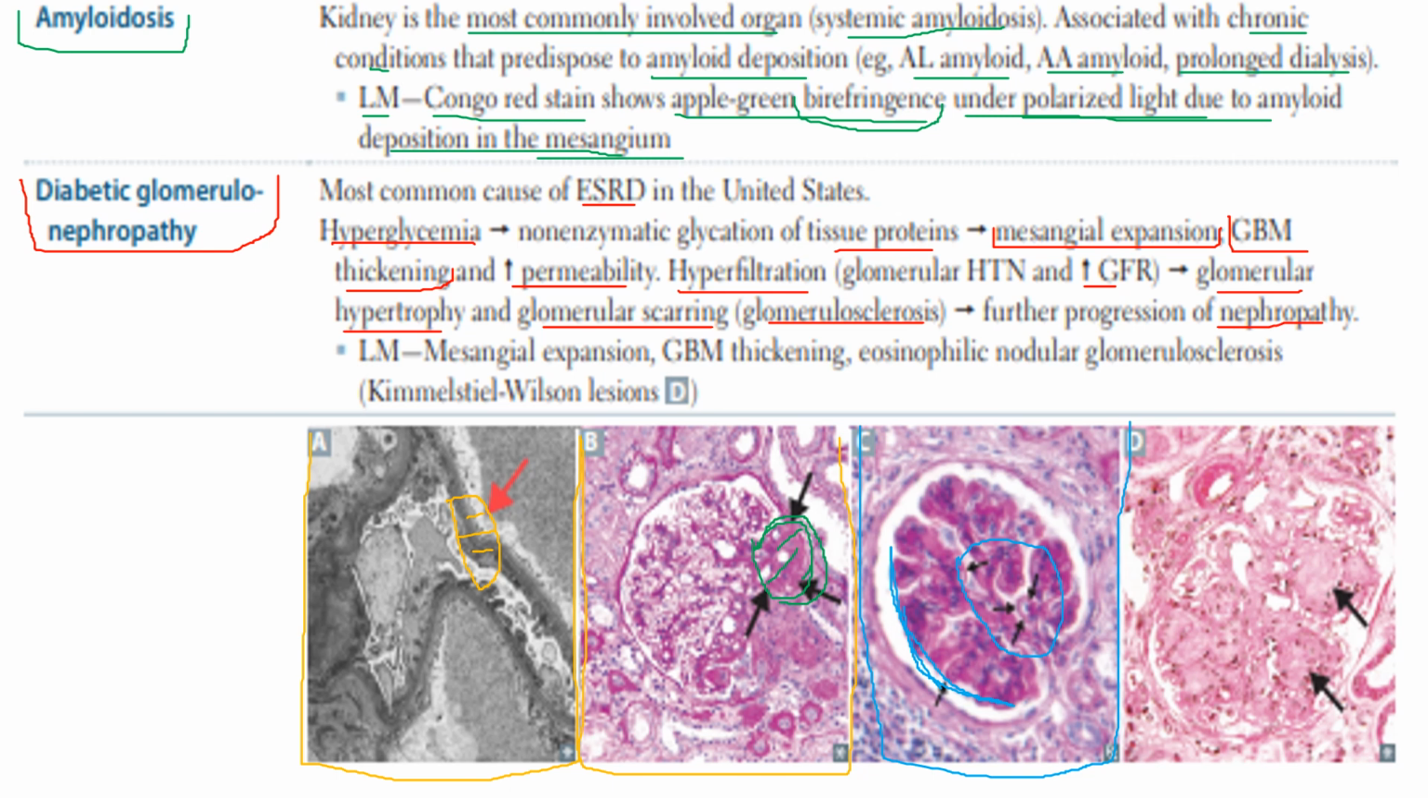On light microscopy, it shows mesangial expansion, glomerular basement membrane thickening, and eosinophilic nodular glomerulosclerosis, also known as Kimmelstiel-Wilson lesions.